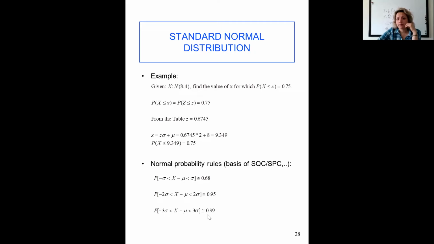These normal probability rules we had before, like we talked about. It says that 68% of the data should be between minus sigma and plus sigma, and 95% should be between minus 2 sigma and 2 sigma. These are probability rules, right? And between minus 3 sigma and 3 sigma, 99% of the data should be there.